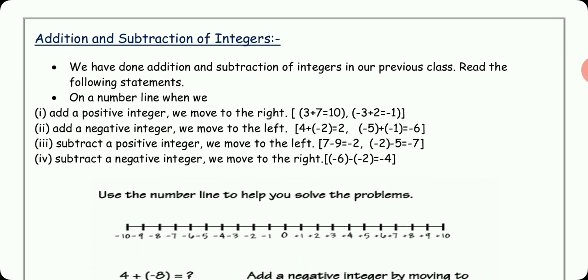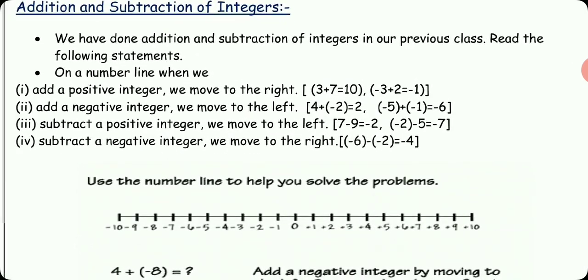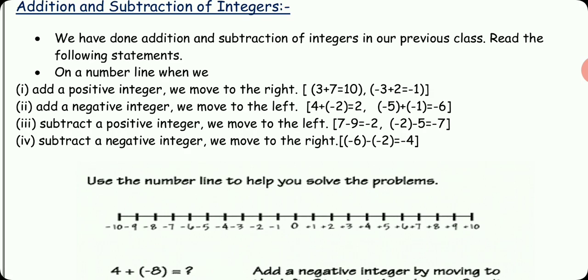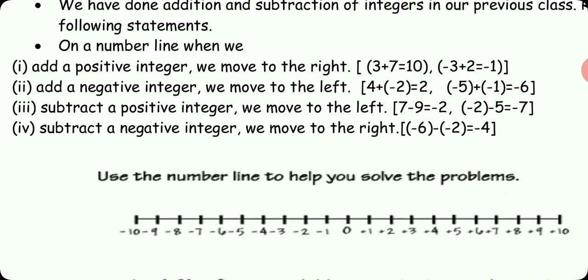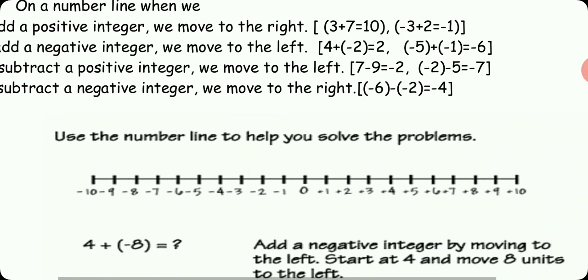Now next is how we can add or subtract integers. This is important. We have done addition and subtraction of integers in our previous class. Now if you observe the following statements: by using a number line, when we add a positive integer, then we move to the right. For example, see, this is a number line.